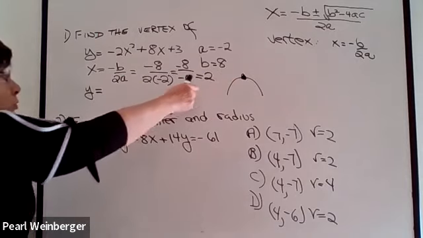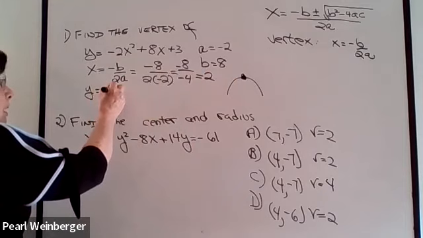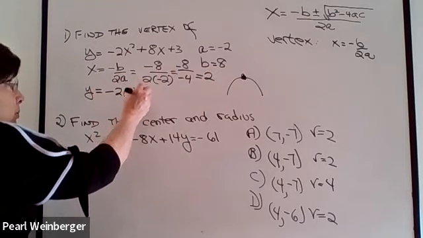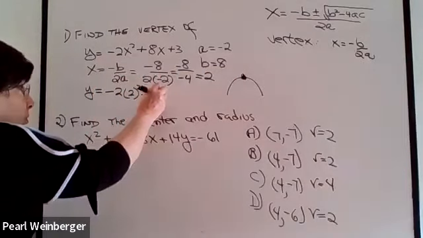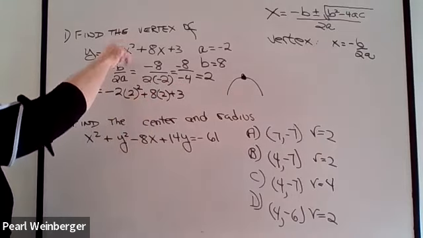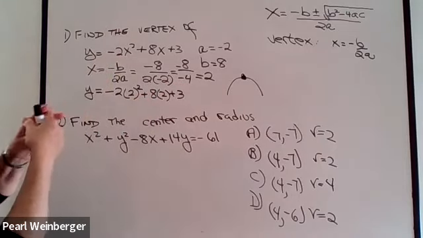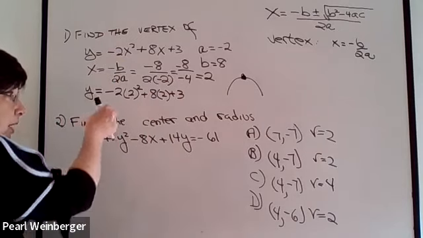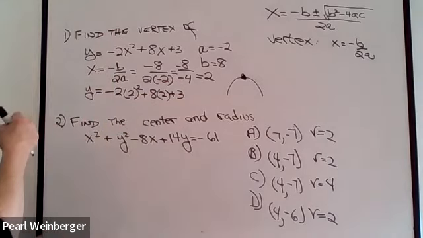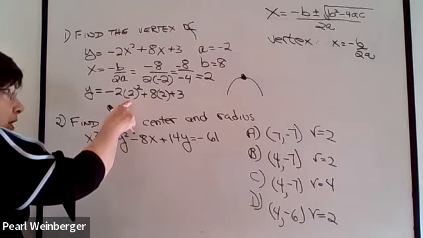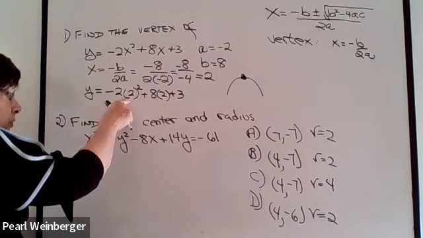So sticking this 2 into the equation, we're going to get negative 2 times 2 squared plus 8 times 2 plus 3. Notice how in place of the x, I'm putting a parenthesis and filling it in with the 2. Now, you can stick this into a calculator just like this, but if you want to do it in your head or on paper, the first thing you have to do is the 2 squared. The exponents come before multiplication and division.